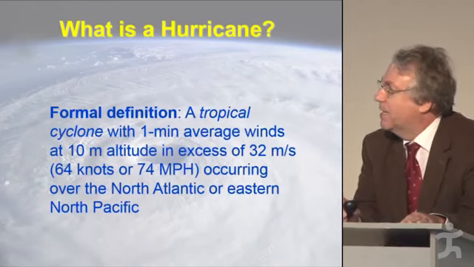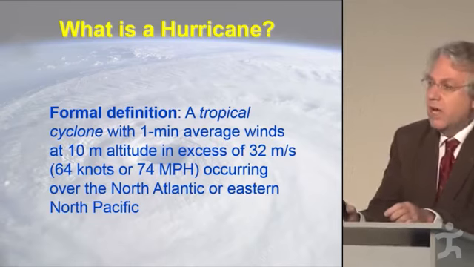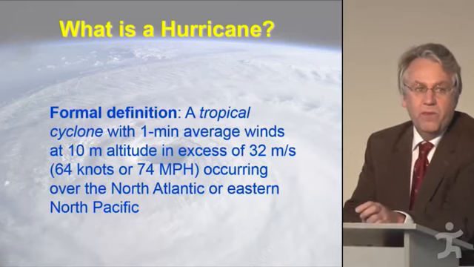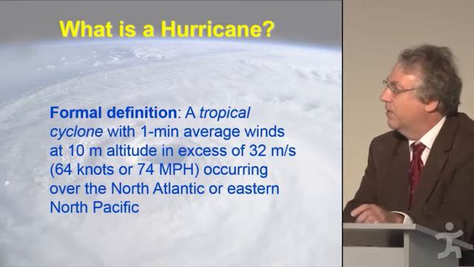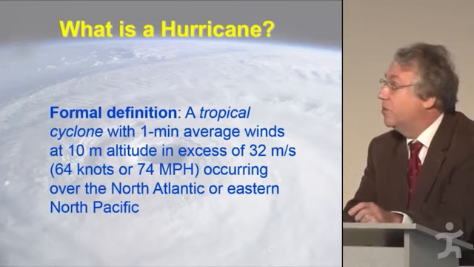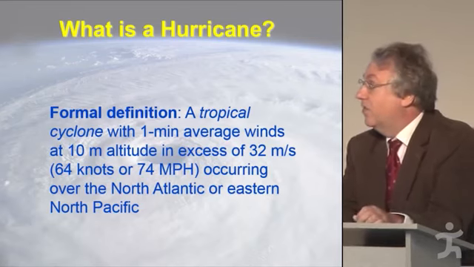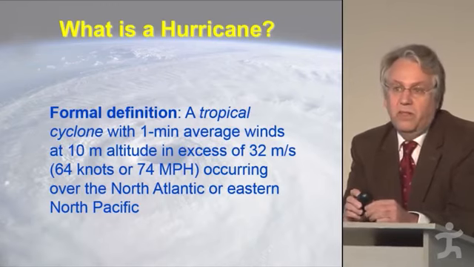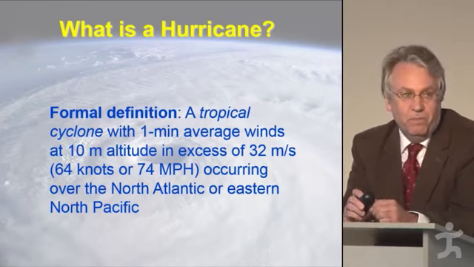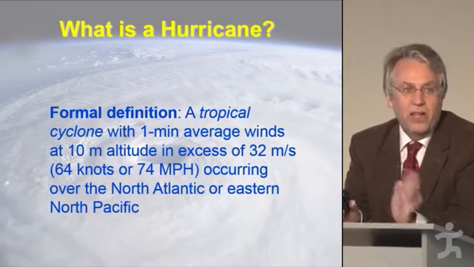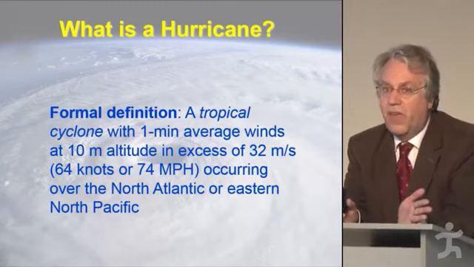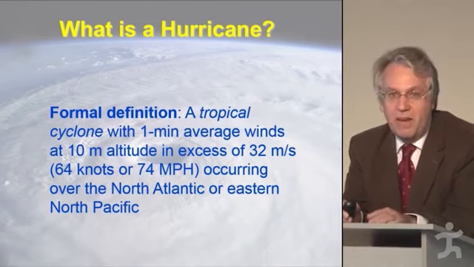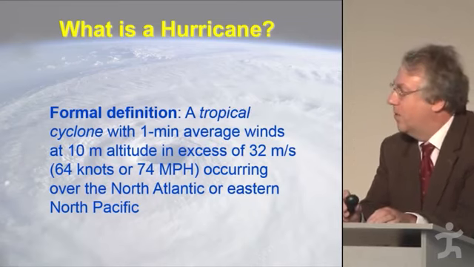What's a hurricane? If you look up in a dictionary or a meteorological glossary, you'll see that hurricane is a variety or a local name for this generic term, tropical cyclone. It's a tropical cyclone with 1-minute average winds at an altitude of 10 meters exceeding about 74 miles per hour, occurring over the North Atlantic or eastern North Pacific. So this is a regional term. The generic term tropical cyclone is used all over the world. Only about 11% of the world's tropical cyclones occur in the Atlantic, but the Atlantic storms get about 98% of the press. So you should remember that.